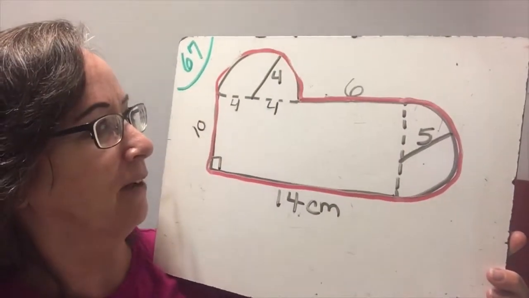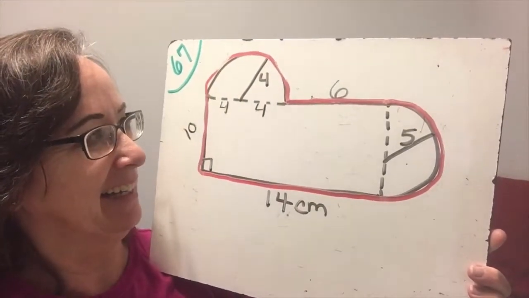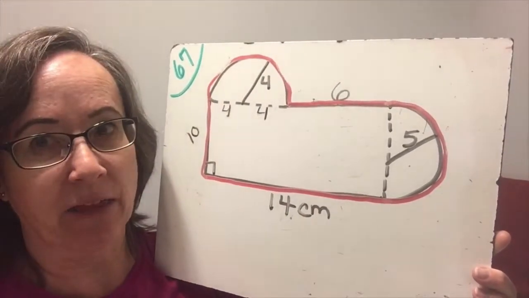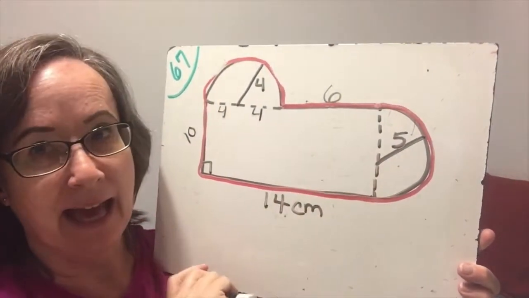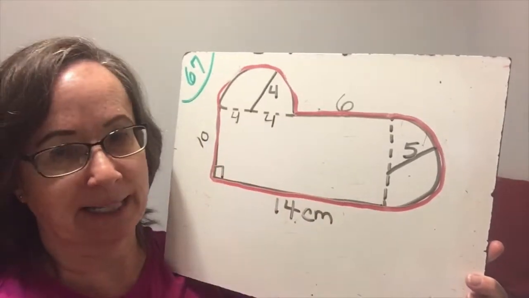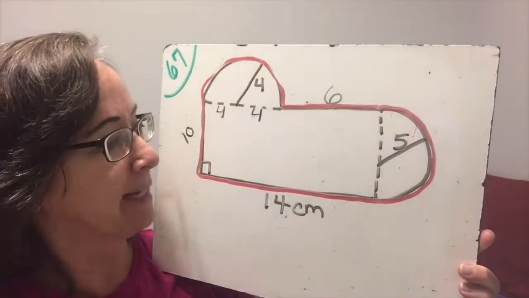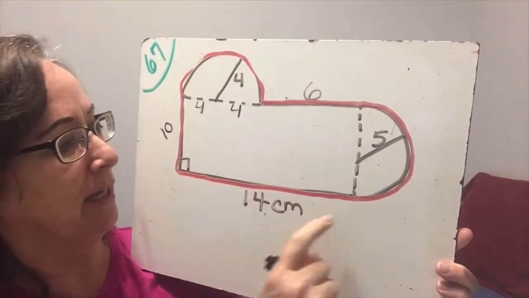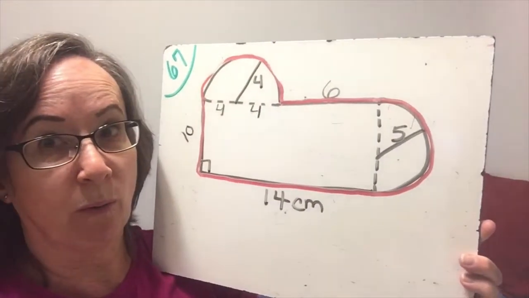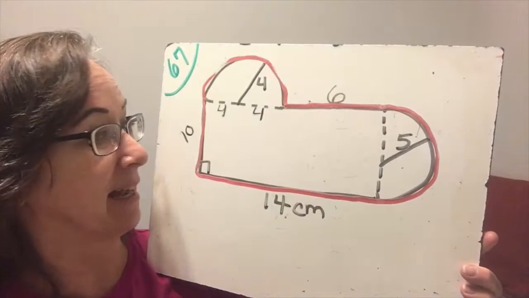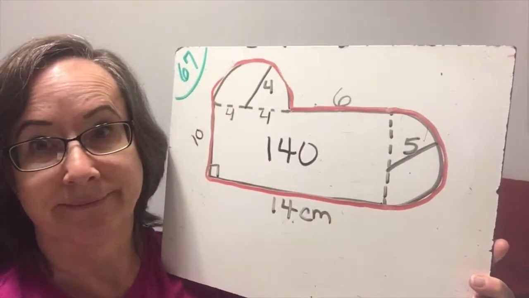All right, so now we're going to do the area. And the area, we're going to take in 3 pieces. So we're going to find the area of this half circle, and then the big rectangle. Okay, so the rectangle is the easiest. We can start there. And the rectangle is going to be 14 on the length and 10 on the width. So length times width is 14 times 10, which is 140. That was easy.